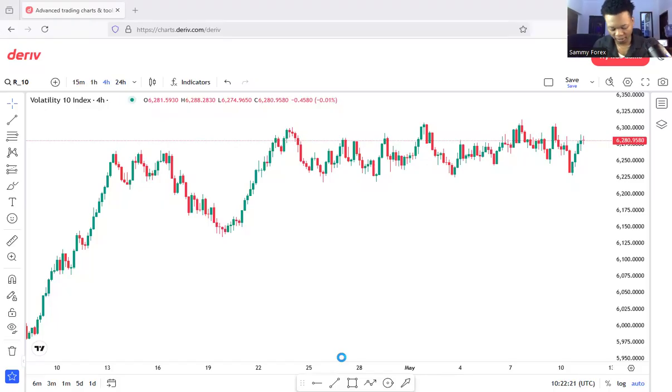volatility 10 index, volatility 25 index, volatility 50 index, 75 index, 100 index, step index 200, and boom 500. We have crash 500, jump 500, and volatility 50 index. So these are the pairs we'll be looking out for this week.